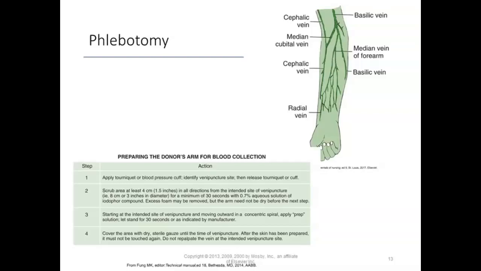So starting at the intended site of venipuncture and moving outward in a spiral, let the solution stand for 30 seconds. Then they'll cover the area with a dry, sterile gauze until they're ready for the venipuncture. Once they clean your arm, they have all the materials right there, ready to go ahead and make the venipuncture. Same as in blood cultures, that skin has been prepared and should not be touched again. They place that sterile gauze on there because they shouldn't be talking over it and you shouldn't be talking over it. Do not repalpate the vein at the intended blood culture site.